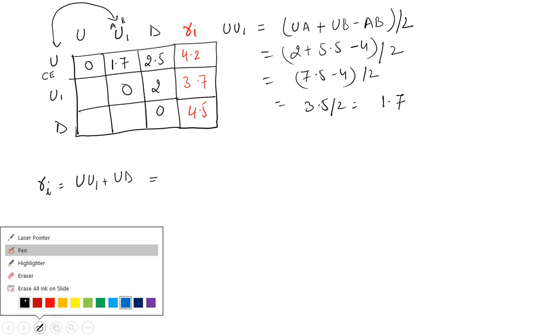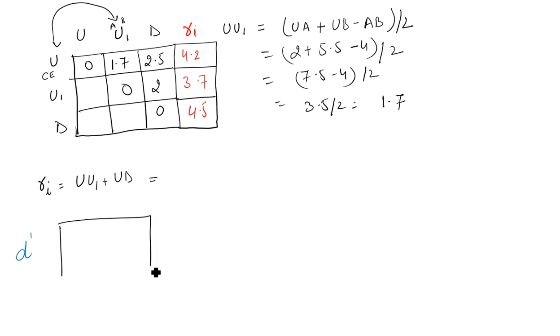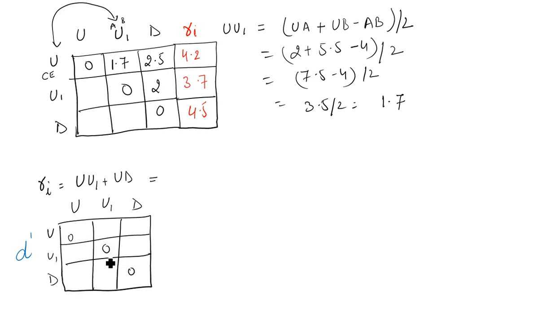So for D dash, the formula is again similar to what we discussed in the previous iteration. It is U, U1 and D. These values are 0, and the D dash I am calculating one, the rest you will calculate. D dash UU1 equals DUU1 minus RU plus RU1, divided by N minus 2.